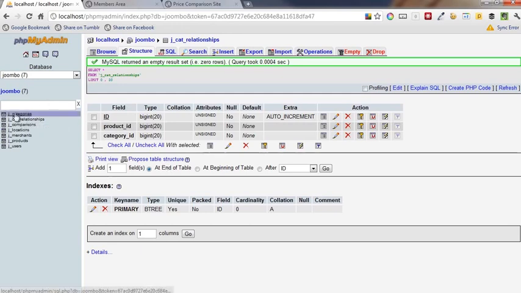Just categories directly. I wasn't putting the relationship between a product and a category in the cat relationships. So again, that was something I was working towards, just didn't get that far.